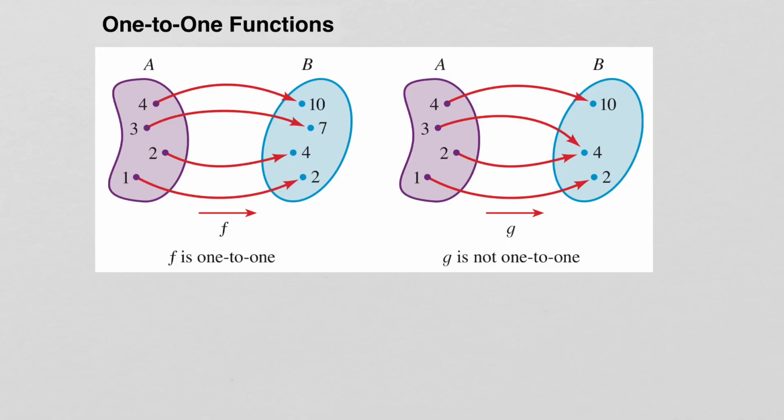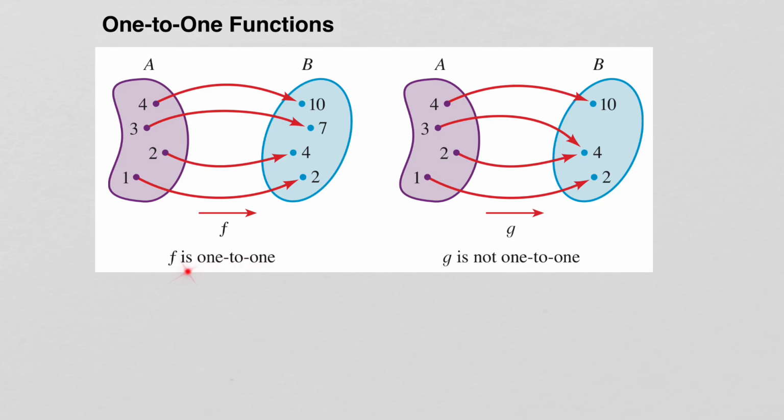We know that a function is an operation that takes every element of a domain to exactly one element of a range. To be a one-to-one function, the reverse must be true as well. So that means that every element in the range can only come from a single element in the domain.